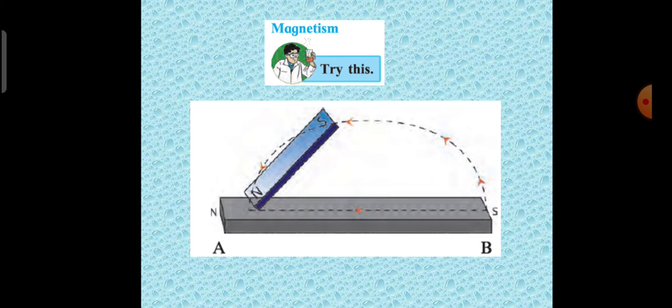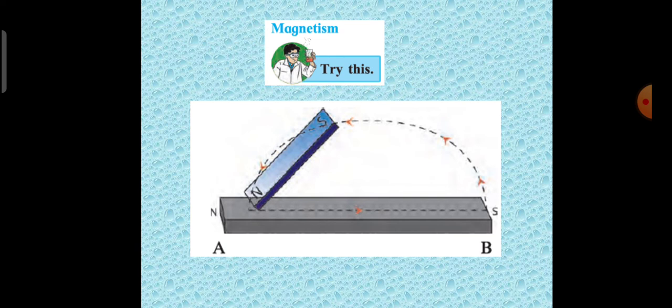Now take the steel bar near some iron filings and observe what happens. Hang the bar freely by a thread and observe. The steel bar will be seen to have developed magnetism. This method of magnetization is called the single touch method. The magnetism created by this method is of low strength and lasts for a short time.